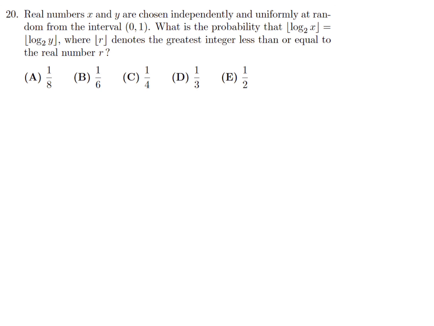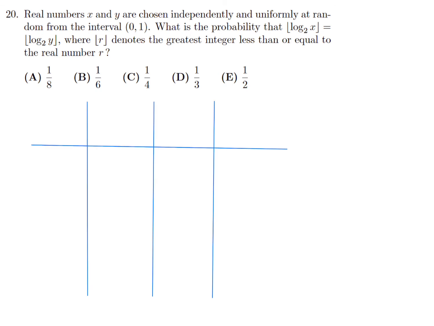Real numbers x and y are chosen independently and uniformly at random from the interval 0, 1. What is the probability that the bracket of log of x to the base 2 is equal to the bracket of log of y to the base 2, where bracket r denotes the greatest integer less than or equal to the real number r? All right, so let's make a little table.